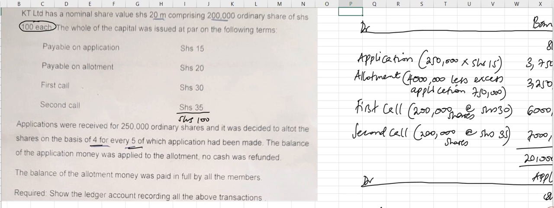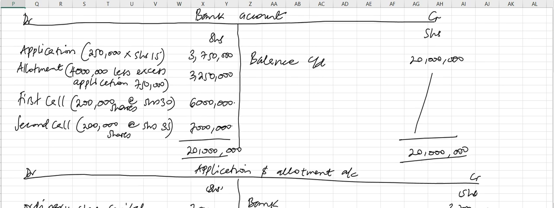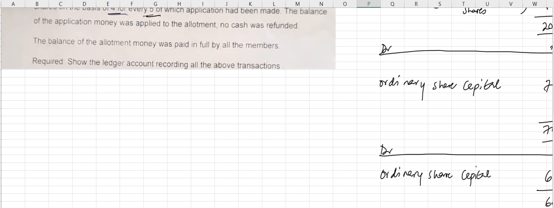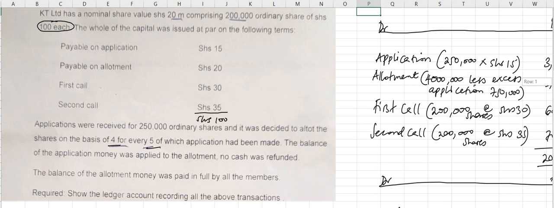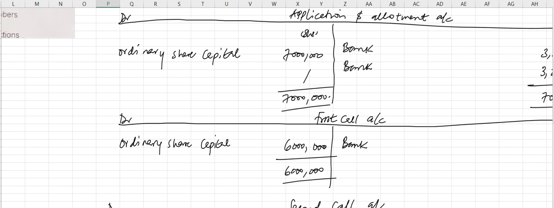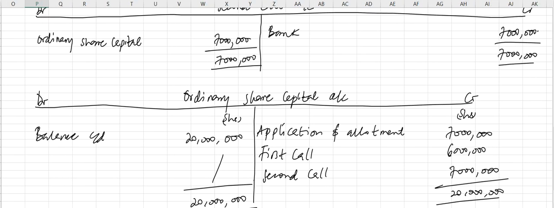So in our share capital account, we see a balance of 20 millions. It's a balance of 20 millions in the ordinary share capital account.